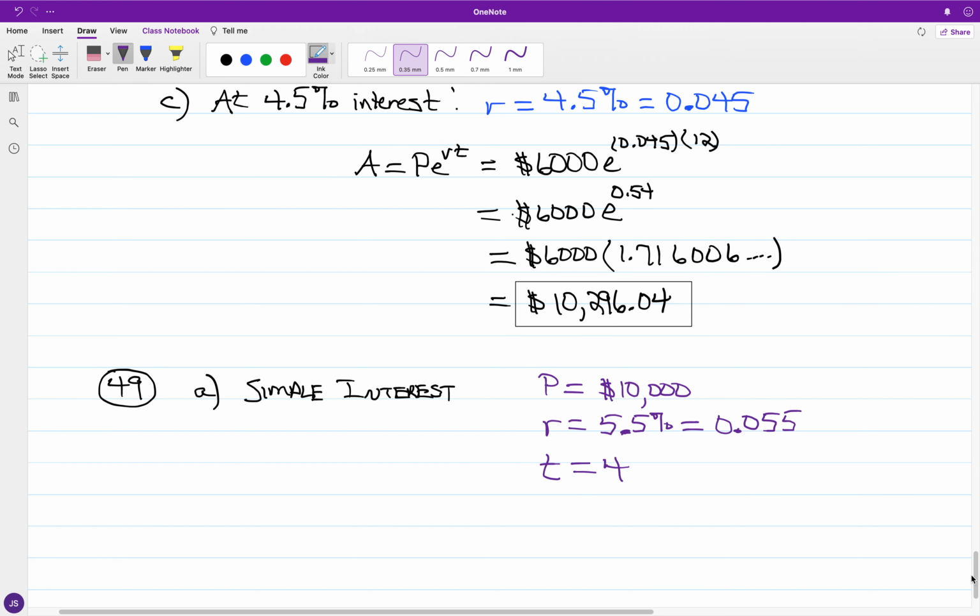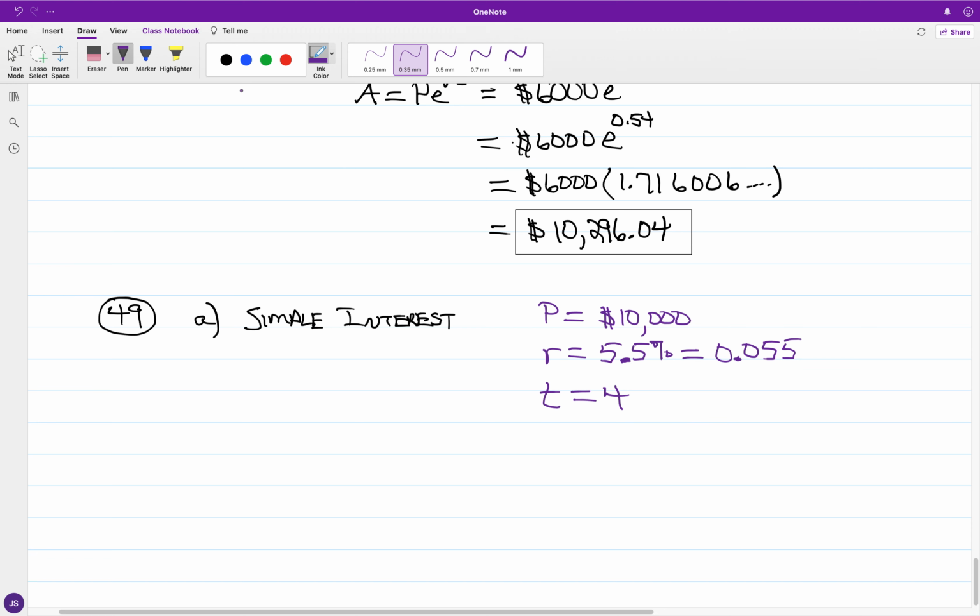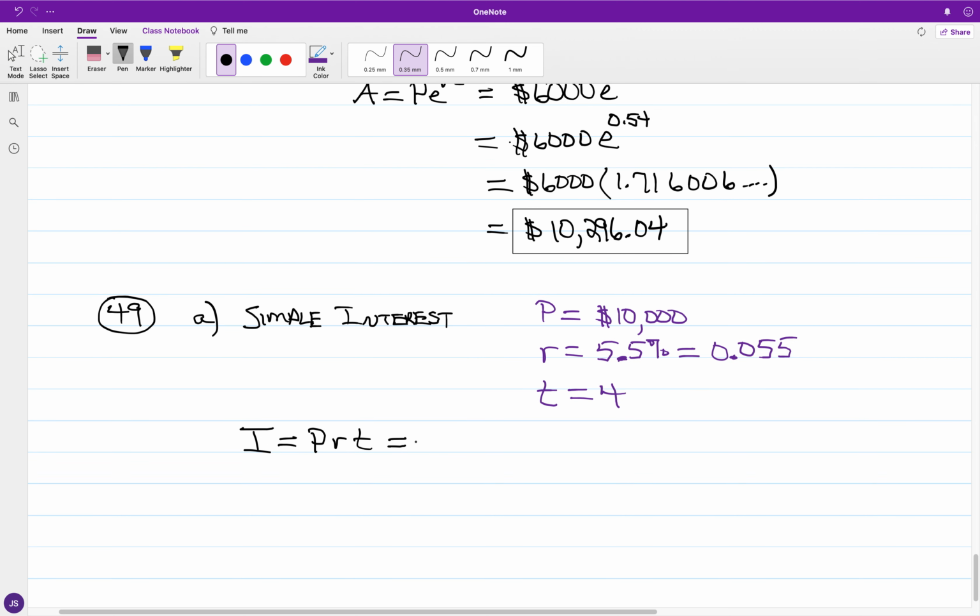Now with the simple interest, we're just looking at the formula. I is equal to PRT, in other words, how much is going to be added to the $10,000? So for I is equal to PRT, you have $10,000, and R, again, we have 0.055. And the time span is going to be for 4 years.